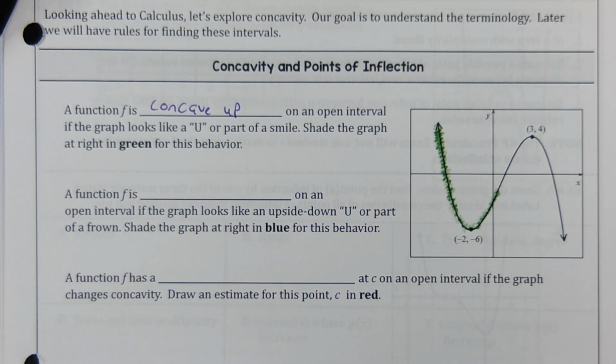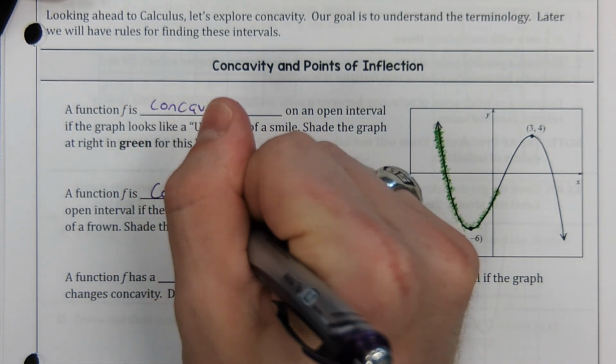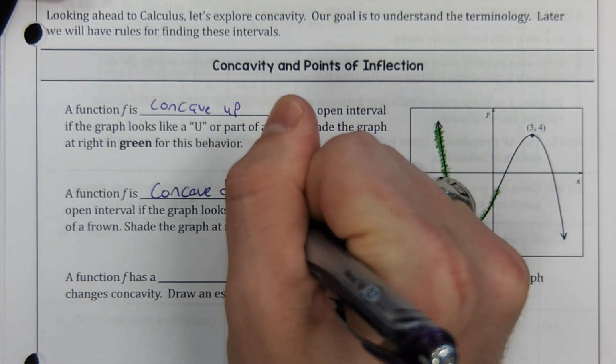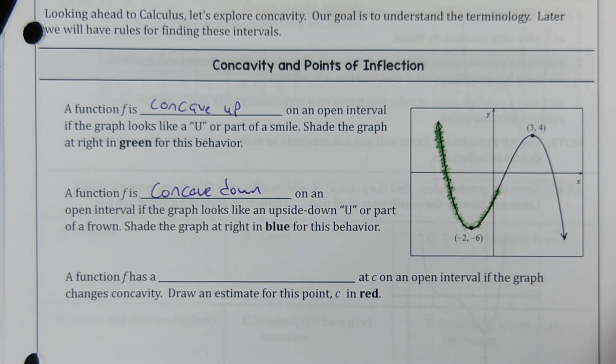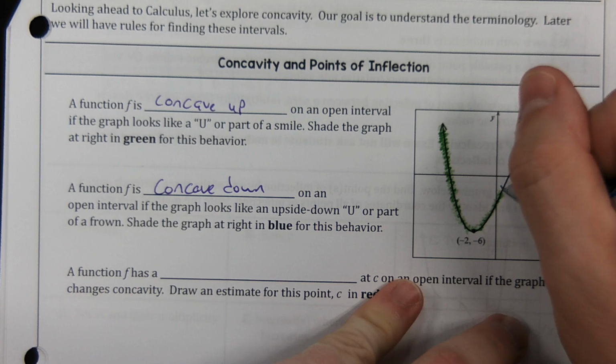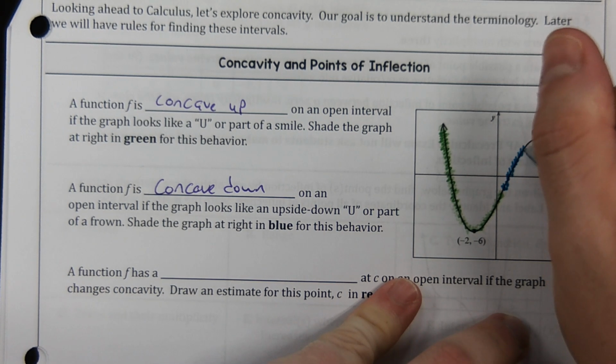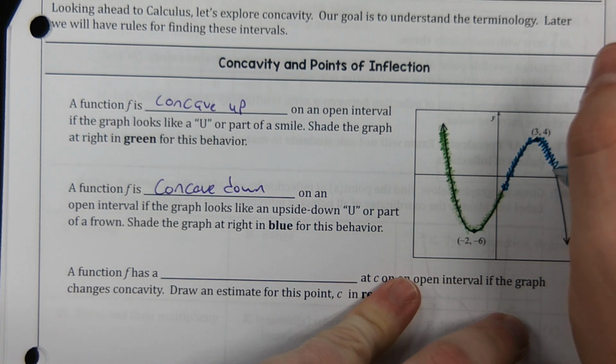A graph is concave down if it looks like an upside down U or a frown. It says shade that in blue. Since the green colored pencil didn't work, I'm going to assume the blue colored pencil is not going to work, and I'm just going to use blue pen. So this zone would be concave down.